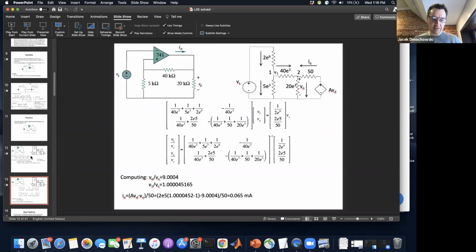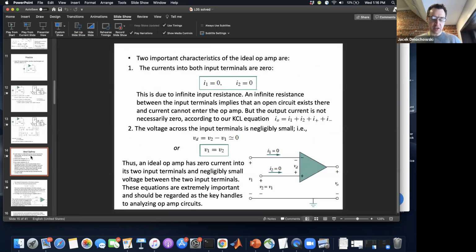So if it's ever unclear, just assume that the bottom of the circuit is grounded. Okay.